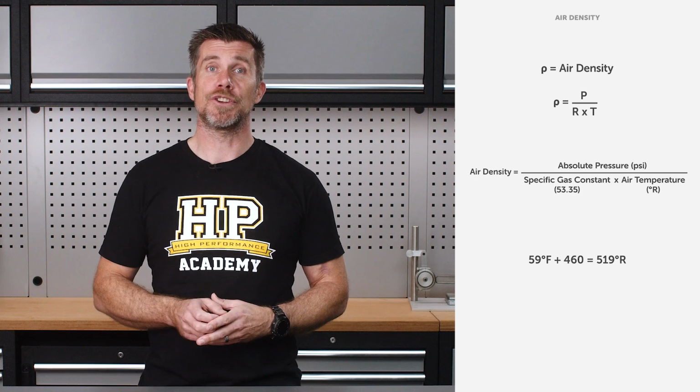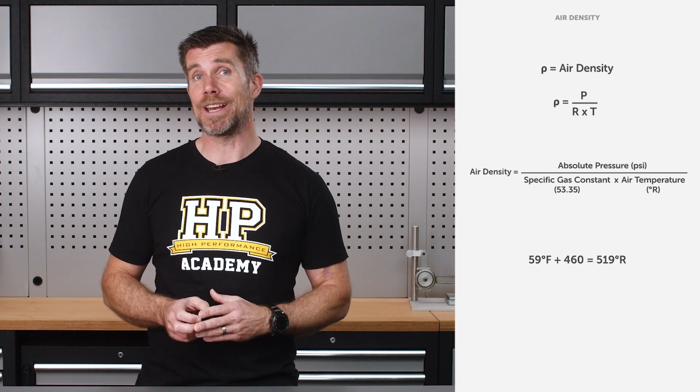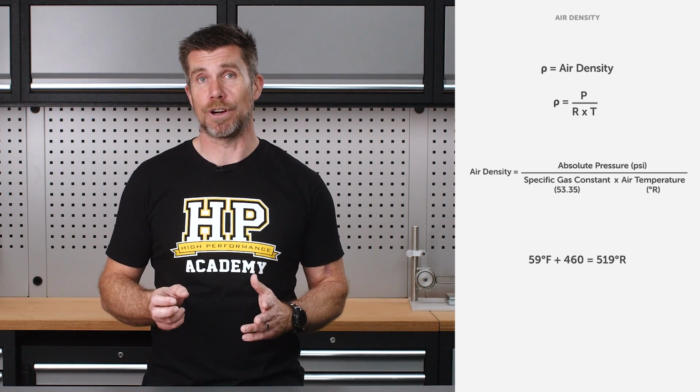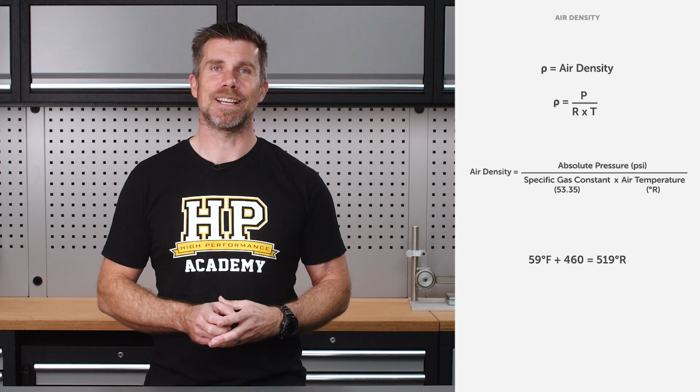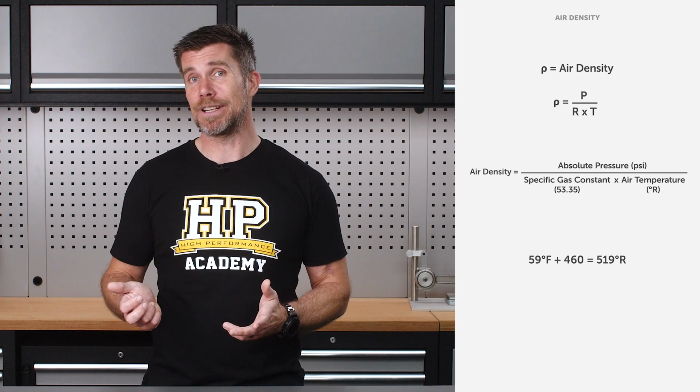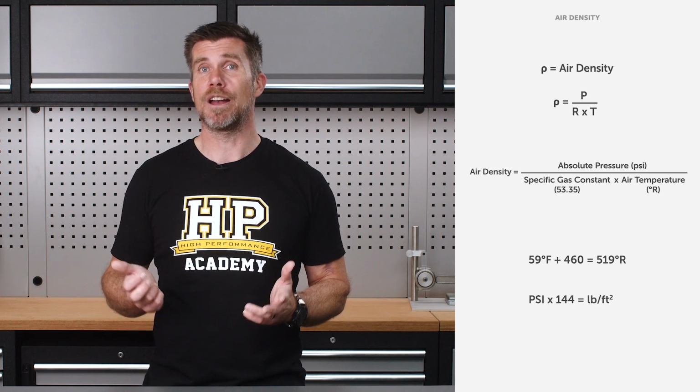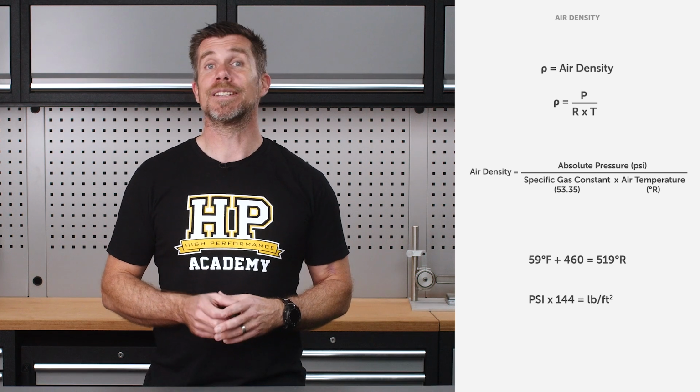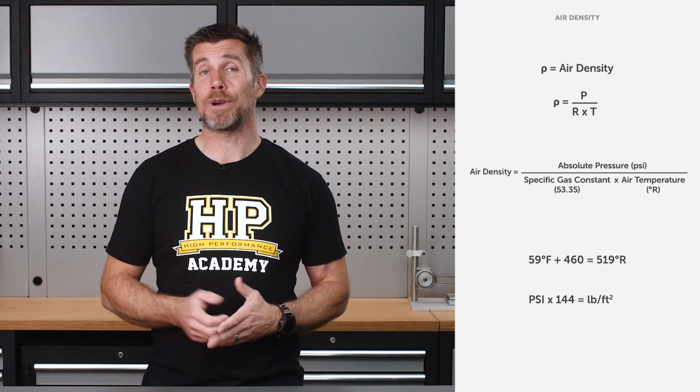Lastly, we also need to change the units of pressure from pounds per square inch to pounds per square foot, since that's how we want to express our density. To do this, we need to multiply our pressure in PSI by 144, since there are 144 square inches in 1 square foot.